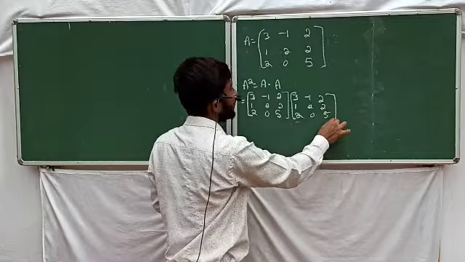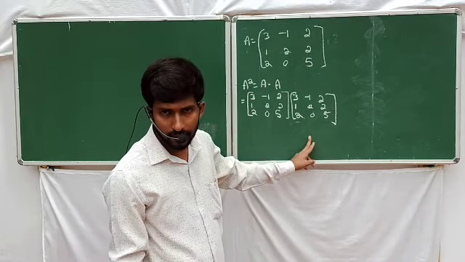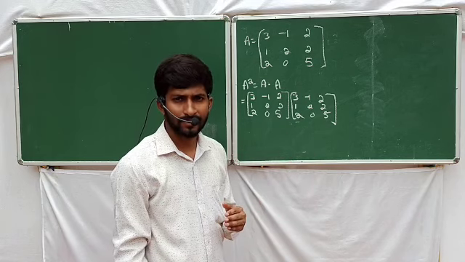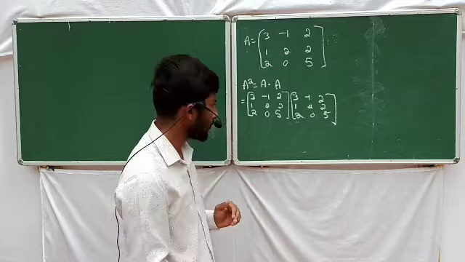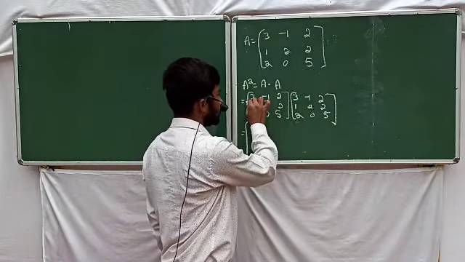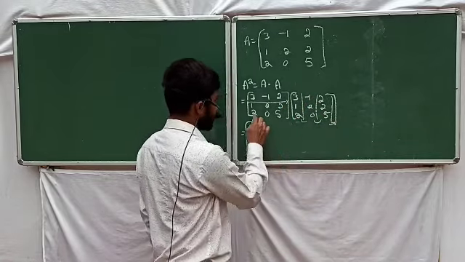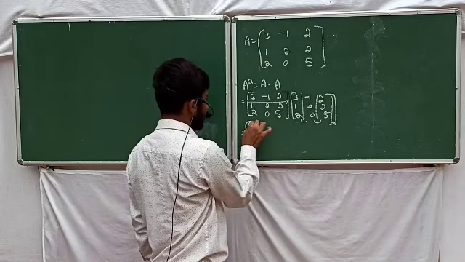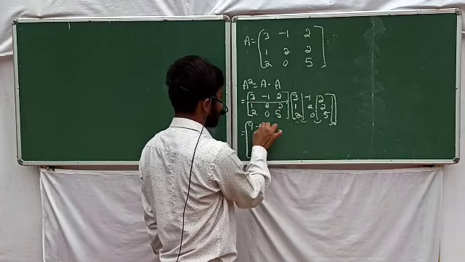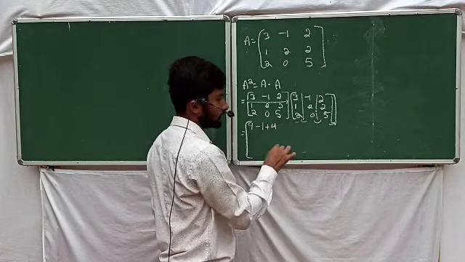What's the order of the first matrix? 3 by 3. The second matrix is also 3 by 3. Therefore, the order of the resultant matrix is also 3 by 3. Now multiply. How to multiply? Row 1 into C1, C2, C3. So 3 into 3 is equal to 9. Then minus 1 into plus 1 is equal to minus 1. 2 into 2 is equal to plus 4.